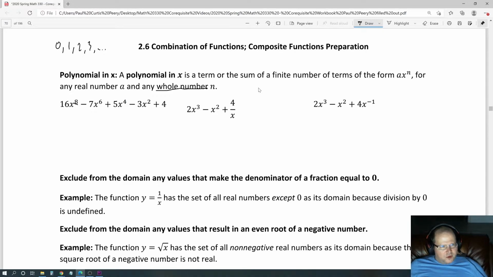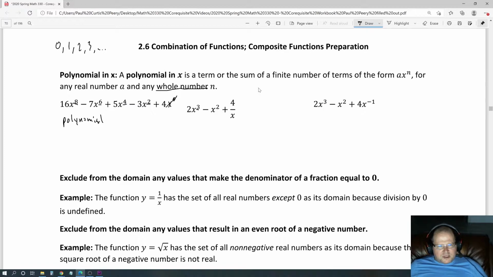Okay, so we're looking at the exponents here. So we have an 8, 6, 4, 2, and this is actually understood to be kind of a 0 exponent if you want to think of it that way, so constants are also included. So we would say this first one is in fact a polynomial, right? So that's a polynomial.